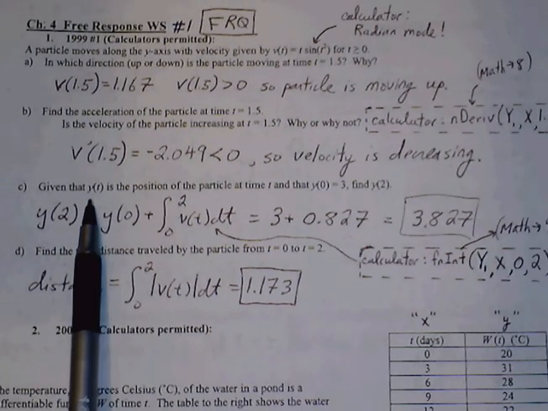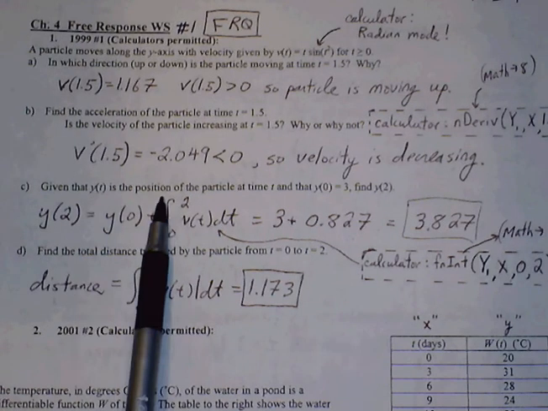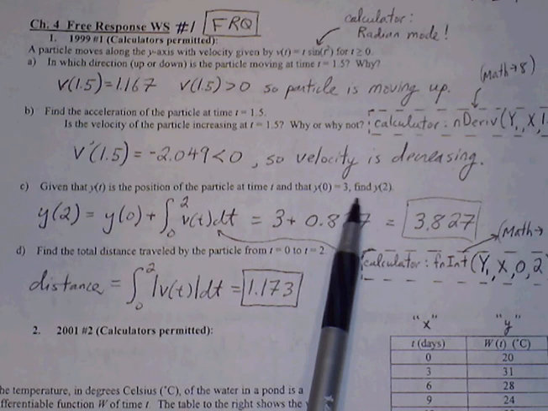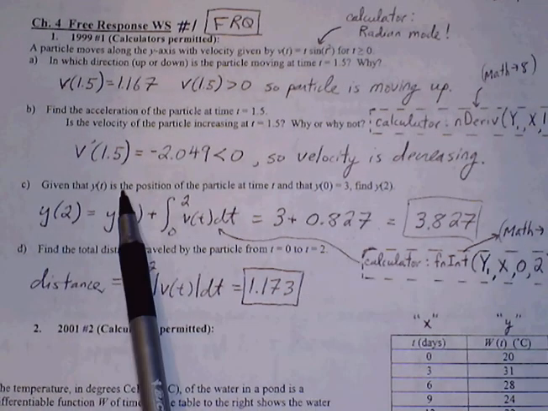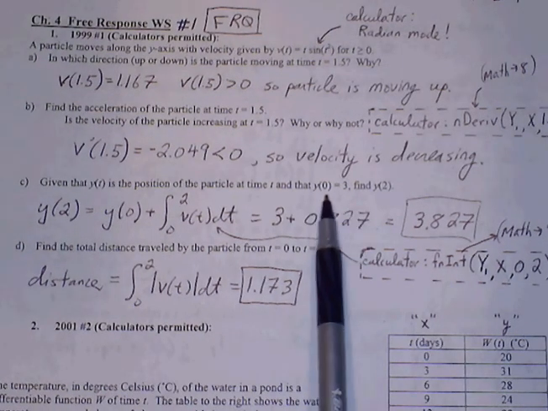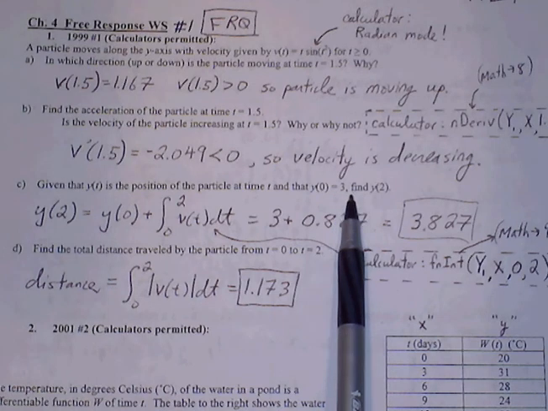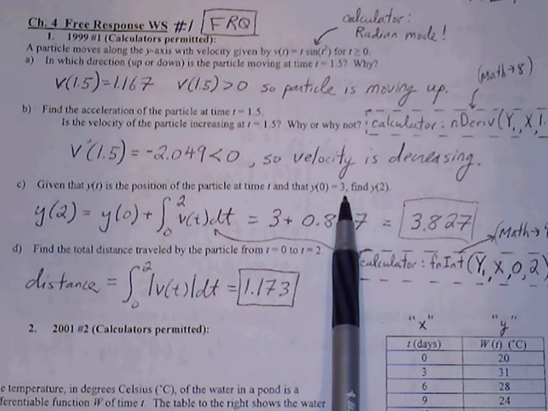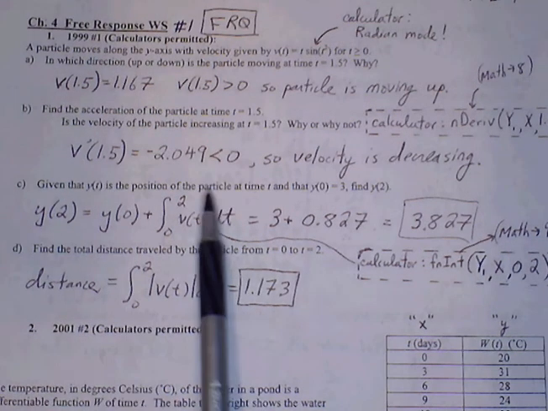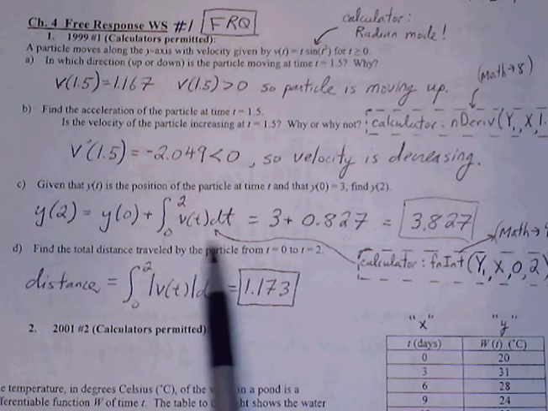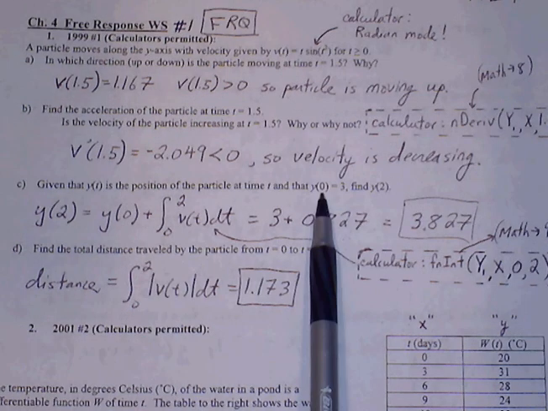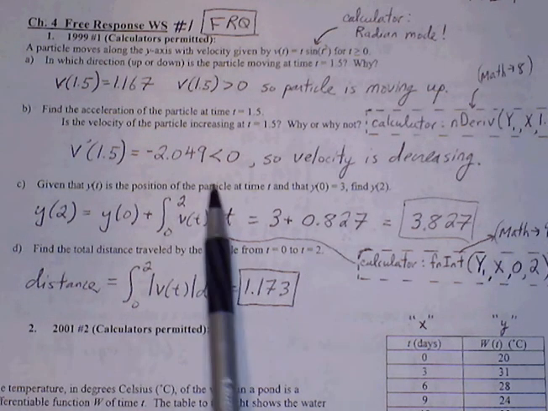Okay, part C, given that y of t is the position of the particle at time t, and that y of 0 is equal to 3, find y of 2. So if I want to find the position at a specific moment in time, they will always give you your starting position. So my starting position is at y sub 0, which is 3. And so I'm starting at y sub 0, and I also need to find out the distance that I traveled from t equals 0 to t equals 2. So that's what this represents.